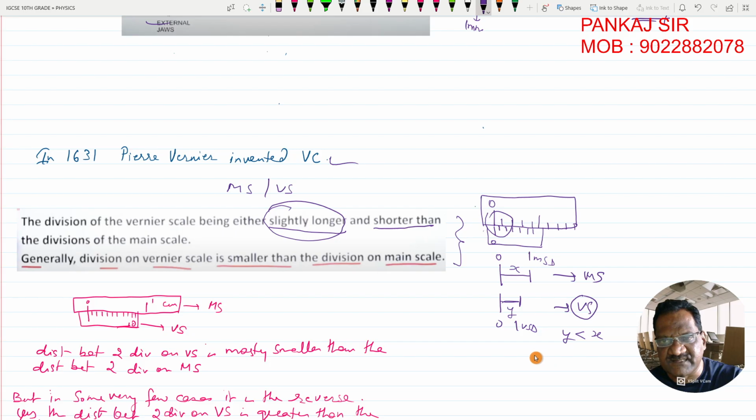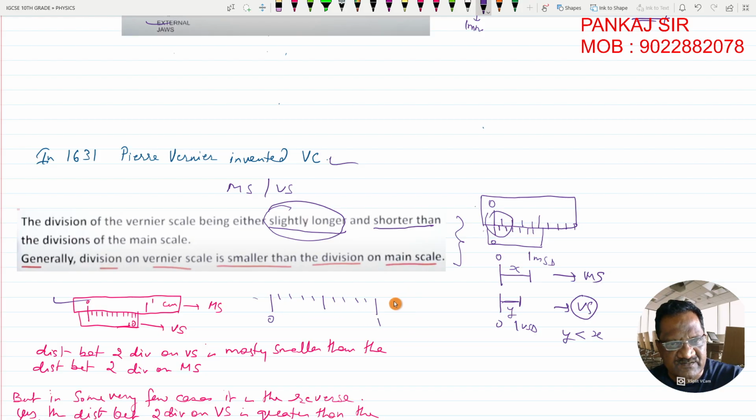So when you have this kind of case, let us say that on the main scale you start from 0. Now concentrate on this. This is the main scale. So 0 you have and you have 1 centimeter. In between 0 and 1 centimeter there are 10 divisions. So starting with 0, 1, 2, 3, 4, fifth division, 1, 2, 3, 4, and this is 1 centimeter. So this is 1 centimeter and these are 10 small divisions, each 1 millimeter.